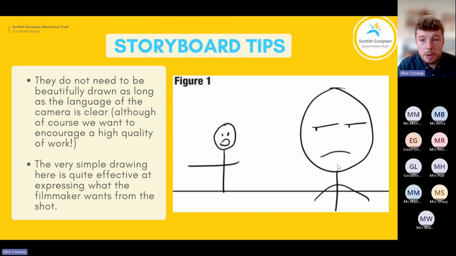This drawing that I've put up on the slide here is quite effective at expressing what the filmmaker is looking for from the shot in terms of the framing and where the camera is going to be placed and the style of shot, despite the fairly rudimentary drawing, really.